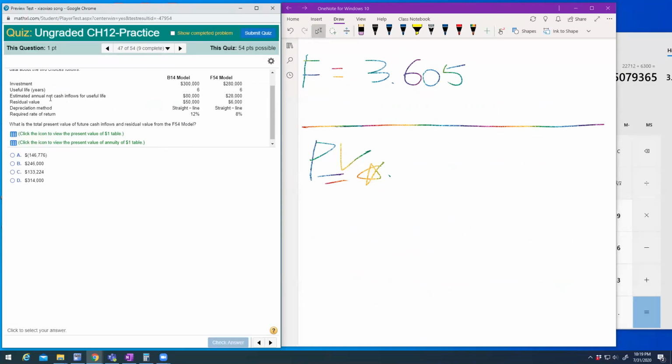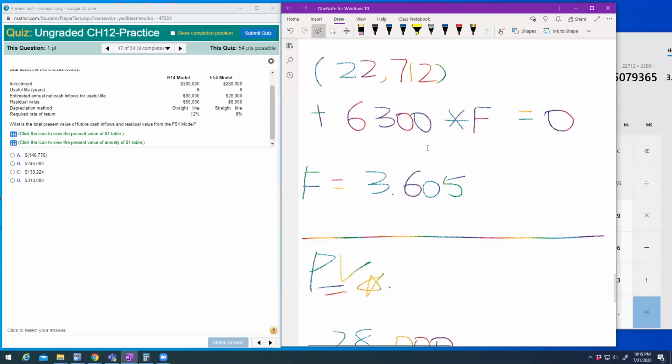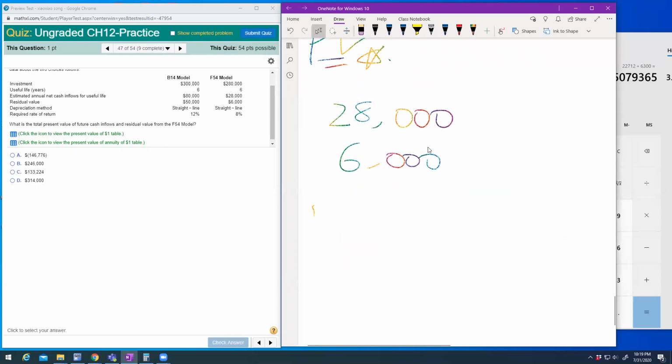So you have annual net cash inflow for useful year is 28,000 every year, and then you have a residual 6,000, okay, and it will be used for 6 years. Let me draw the line anyway. At the beginning you are going to invest, but we don't worry because we only think about future present value. So T equals 1, 2, 3, 4, 5, 6.